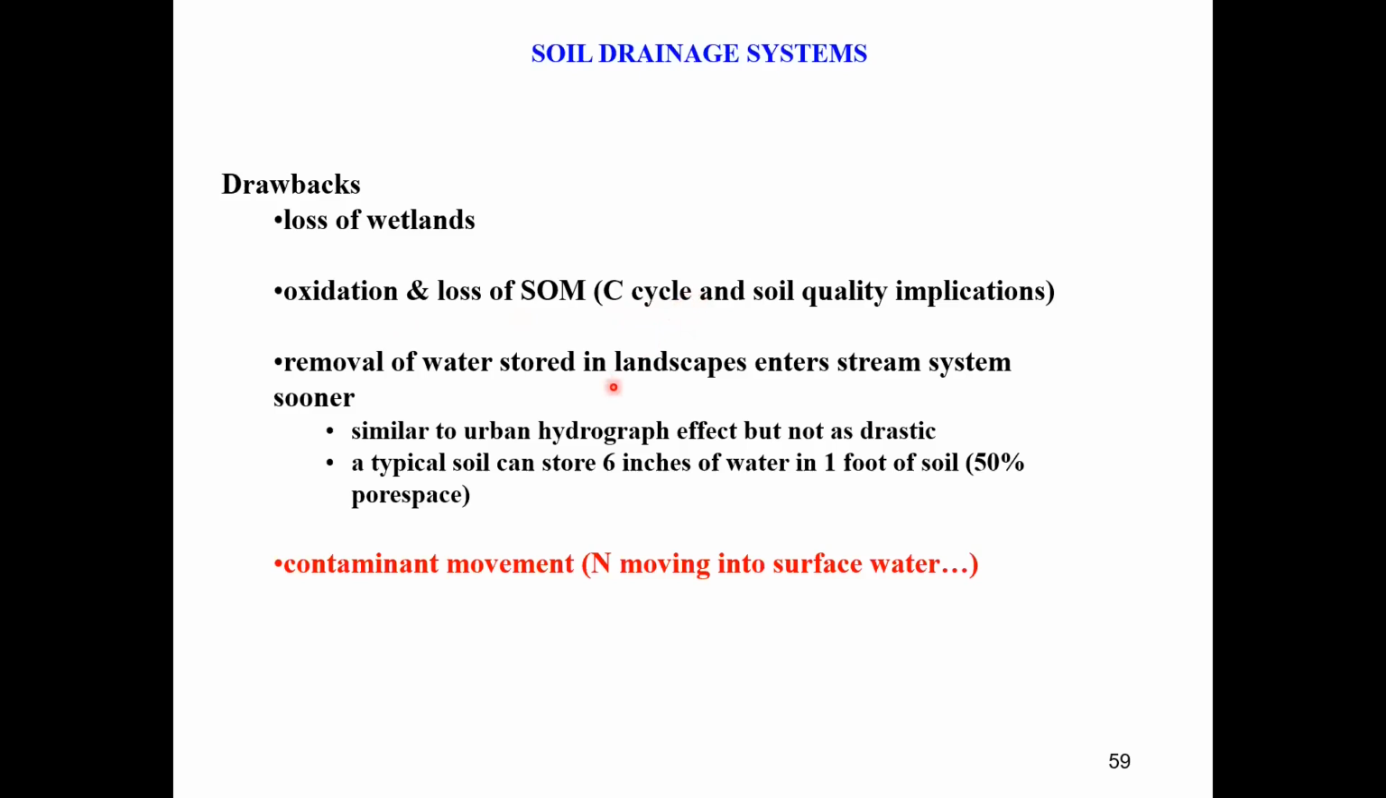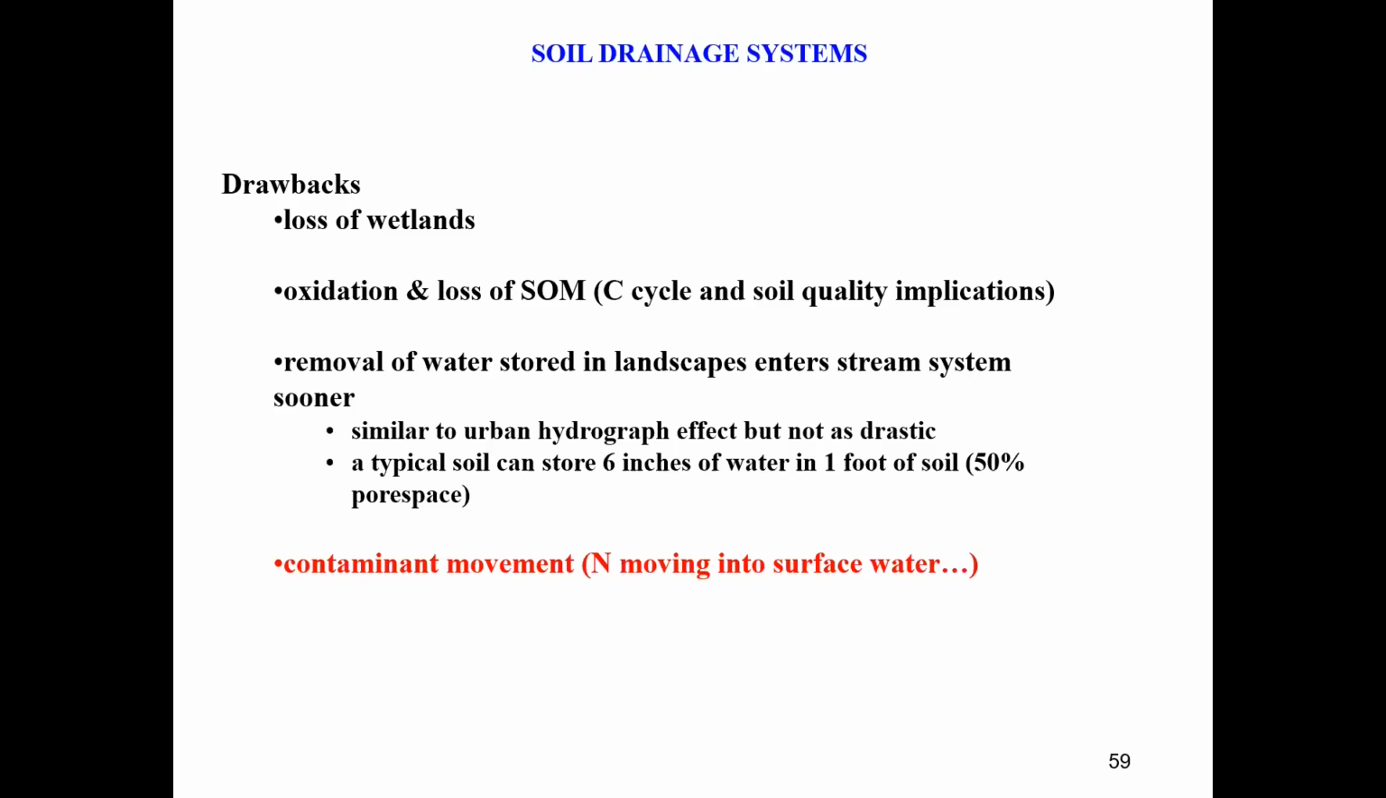Most of you are familiar with the urban hydrograph, where we remove water rapidly from urban areas. It has a short lag time. It gets to the river rapidly, as opposed to moving through the soil as base flow into the river days or weeks later. Well, by putting this tile drainage in, we've created something similar, but not as significant as the urban hydrograph.